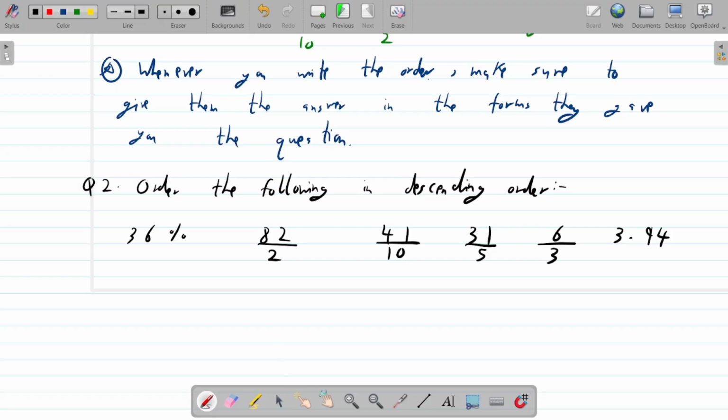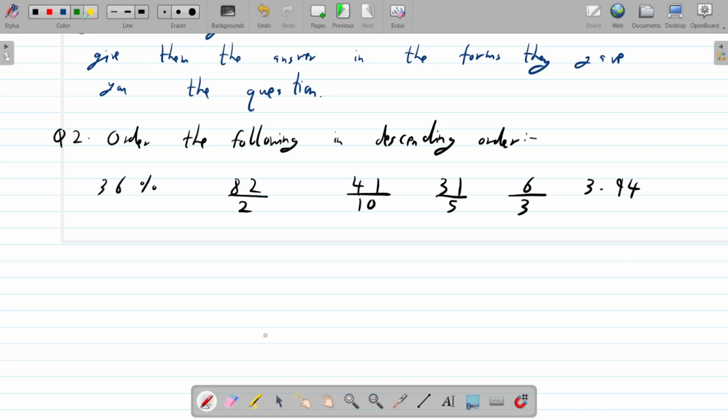First of all, tell me what were the forms that you got by converting all of them into decimal or whatever form you converted them into? And the next one, sorry. 4.1. The thing is that you don't have to convert them all into a decimal forcefully. If they come into decimal form, then yeah, that's correct. But in this case, look, if you have 82 by 2, that's simply 41, not 4.1.